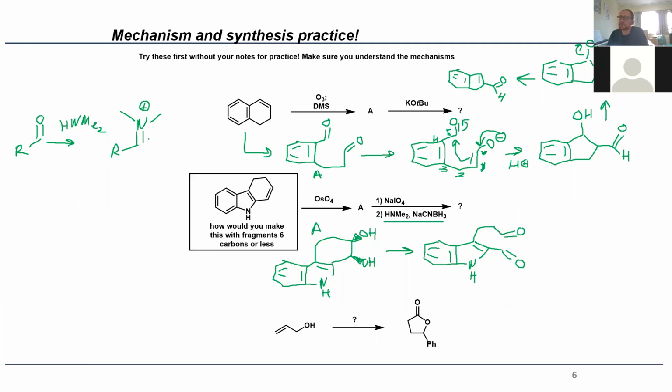Which is then reduced by sodium cyanoborohydride. This is a hydride reducing agent, so you can think about this as just an H- source, similar to the reductions with sodium borohydride that we talked about for the very first exam, to give you the reduced amine products.